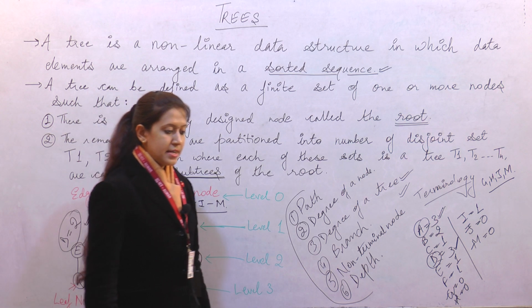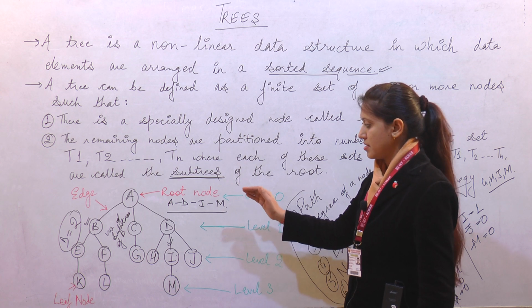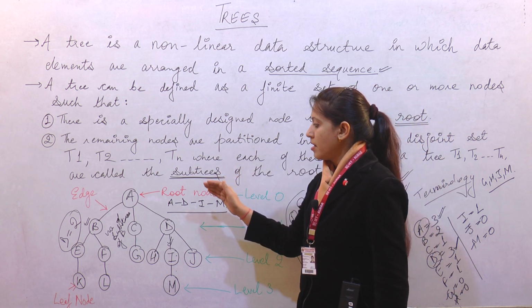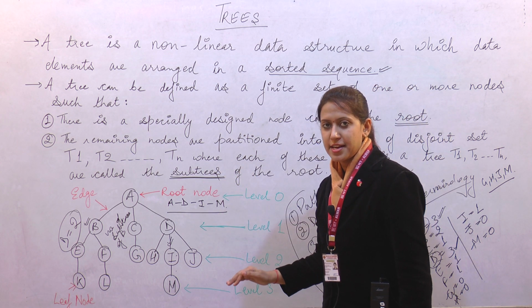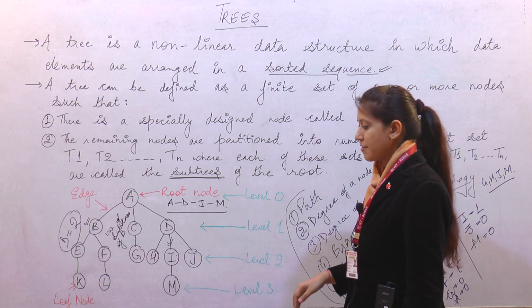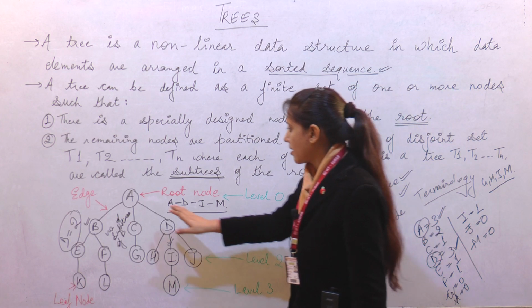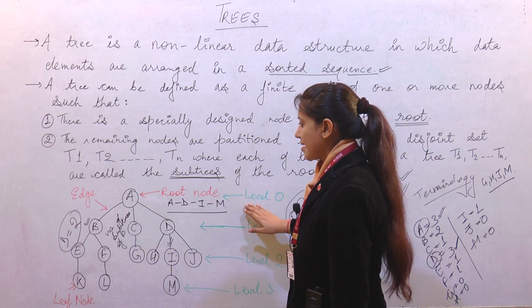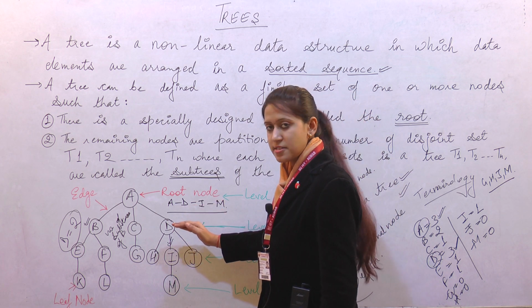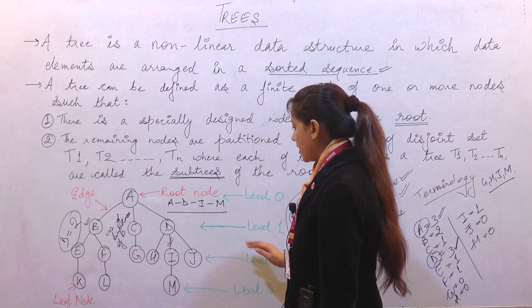Next is depth. Depth, as I have just discussed, gives us the levels of our tree. Levels of our tree means in how many levels our tree is defined. So this will give us the depth of the tree. Here we will represent the root node at level 0, next its children at level 1, then their subchildren at level 2, and so on.